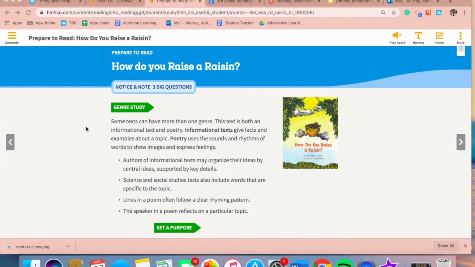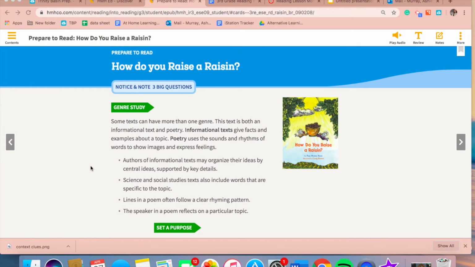Today, again, it's going to be a text that has more than one genre. This text is both an informational text and poetry. As we know, informational texts give facts and examples about a topic, and poetry uses sounds and rhythms of words to show images and express feelings.